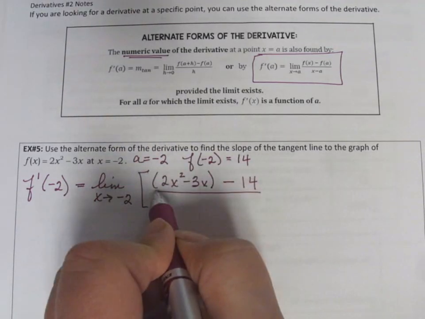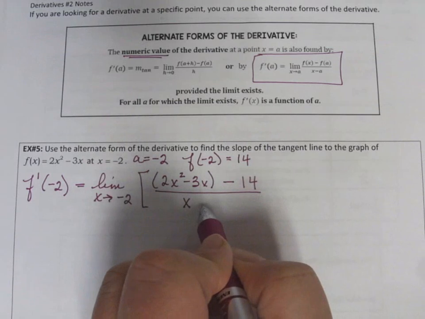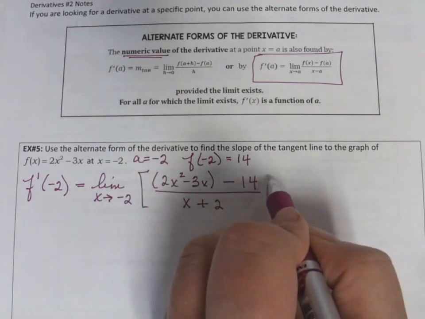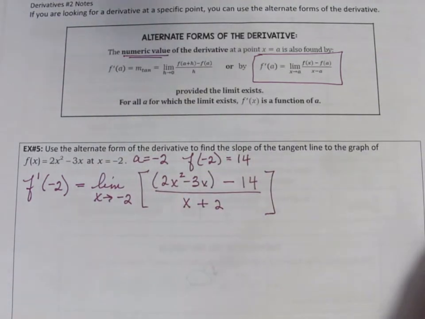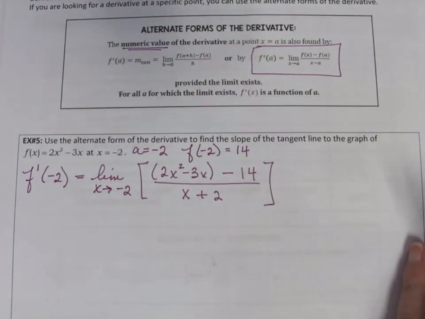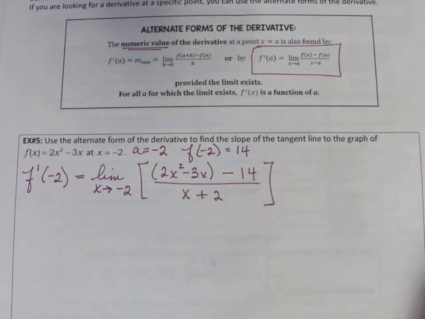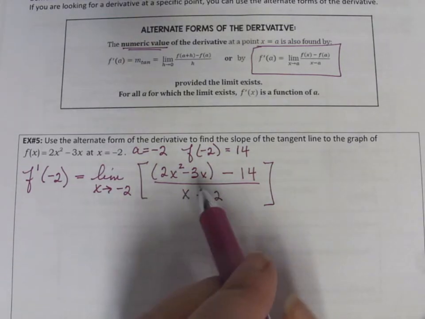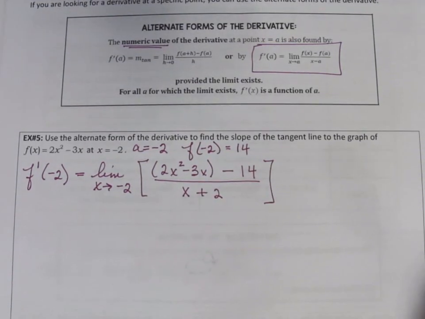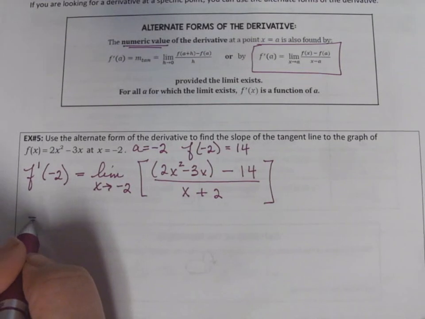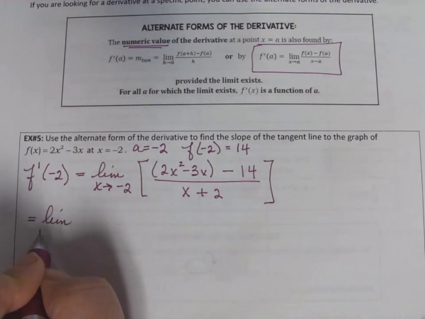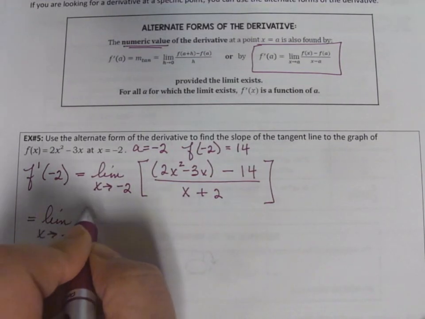And then the denominator, we would have x minus a negative 2, so it'll turn into x plus 2. Okay, so now what we need to do is simplify, because if I do direct substitution right now, what I'm going to get is 0 over 0. And one of the ways that we got around 0 over 0 was by factoring. So we're going to set this equal to the limit as x goes to negative 2.